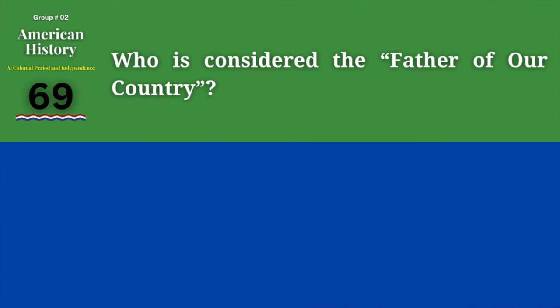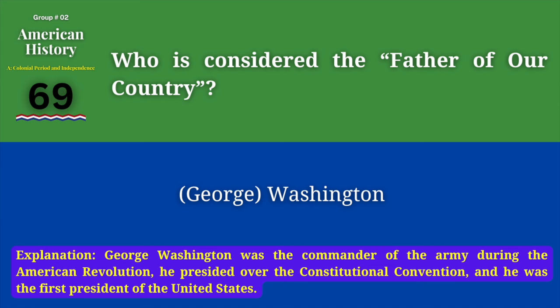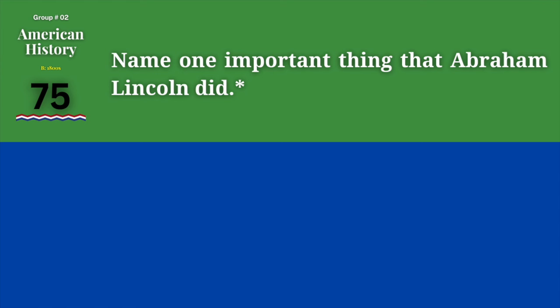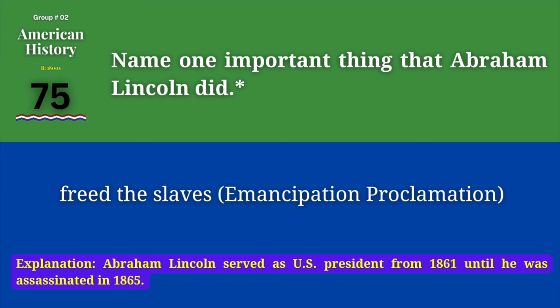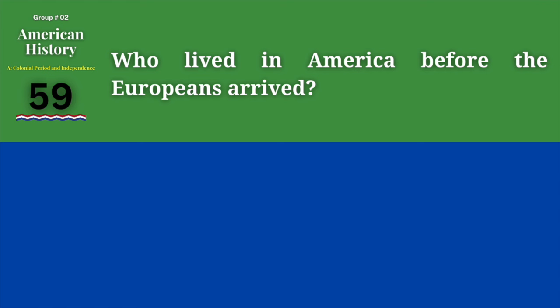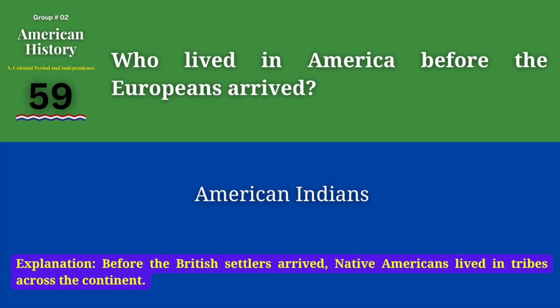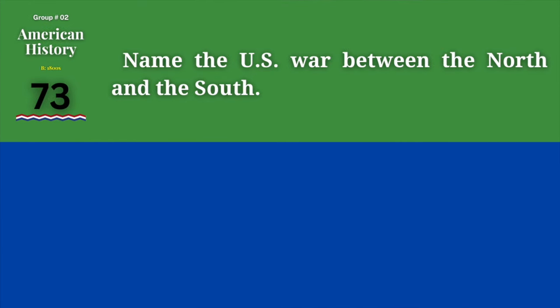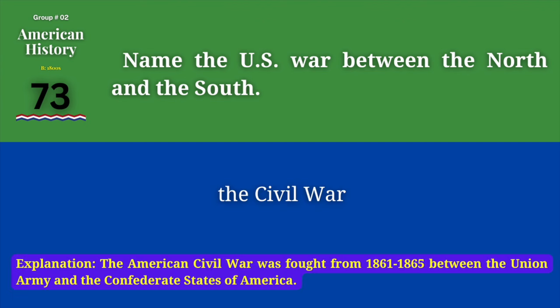Who is considered the father of our country? George Washington. Name one important thing that Abraham Lincoln did. Freed the slaves, Emancipation Proclamation. Who lived in America before the Europeans arrived? American Indians. Name the U.S. war between the North and the South. The Civil War.